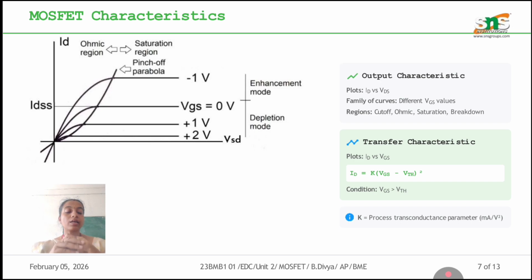Transfer characteristics are plotted between ID and VGS, where ID is equal to K into VGS minus VTH the whole squared. K is the process transconductance parameter. It is a transconductance parameter.